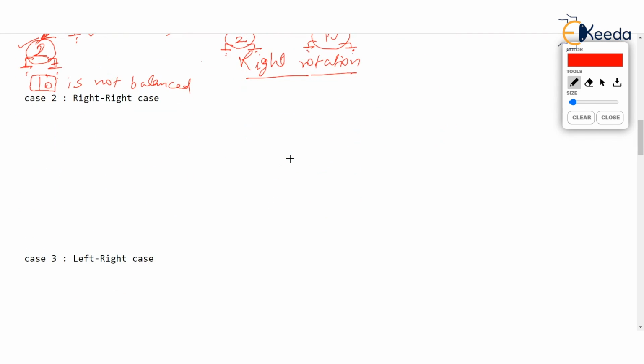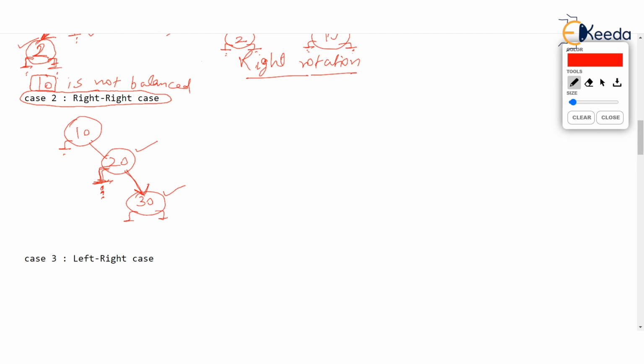Now the second case is right right case. You won't take time now to understand this. Suppose we have 10 and we have added 20. So 20 will go to the right and we have added 30. 30 will also go to the right of 20. Now you can easily see from the bottom up, 30 is balanced, 20 is balanced because left height is 0 and right height is 1. So the difference is 1.